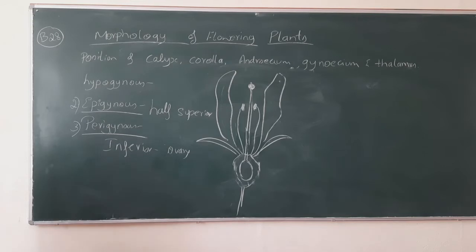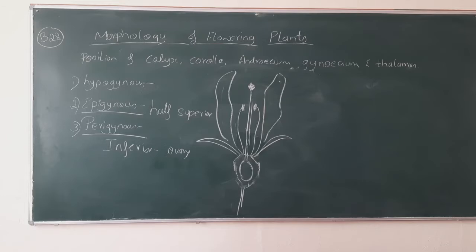So write the examples for all these: hypogynous, epigynous and perigynous. Hypogynous flower examples are mustard, china rose, brinjal. Perigynous examples are plum, rose and peach. Epigynous examples are cucumber.